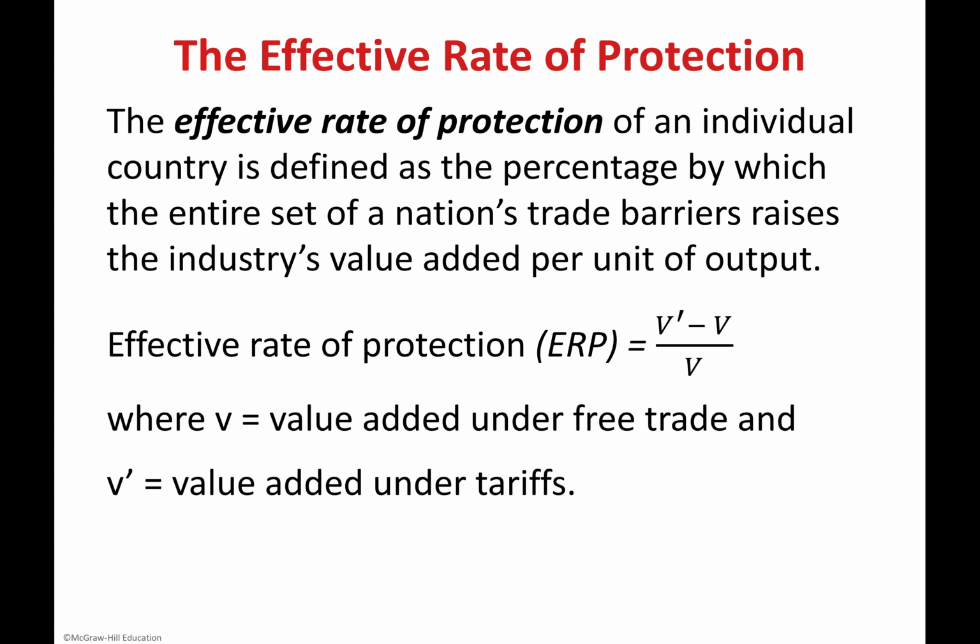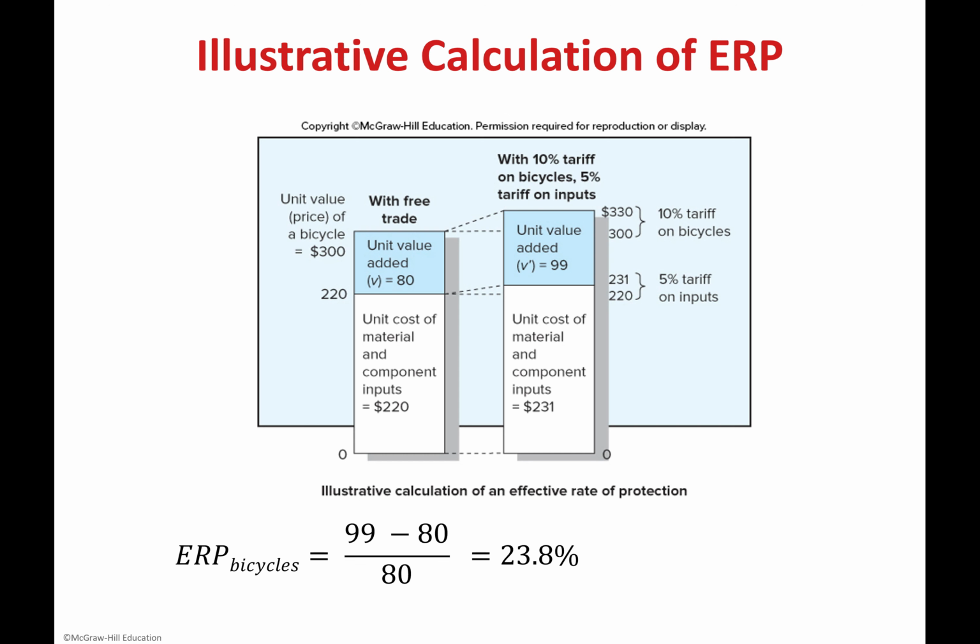So the effective rate of protection we calculate for an industry as V prime, that's the value added under tariffs, minus the value added under free trade, over the value added under free trade, so as a percentage of the value added under free trade. So let's see how we calculate that.